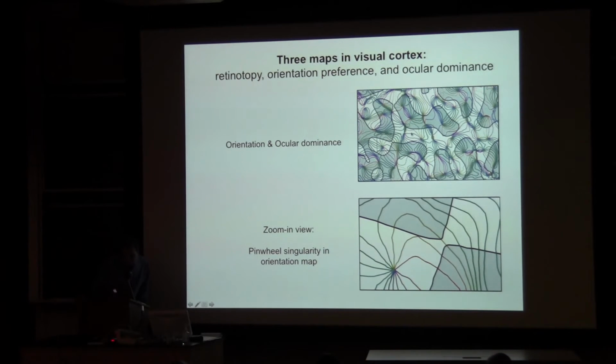This will blow up some locally. You see that these are cells with the same orientation, right? These are cells with the same orientation. At this point, we have cells with all different orientations converging, at the same location.